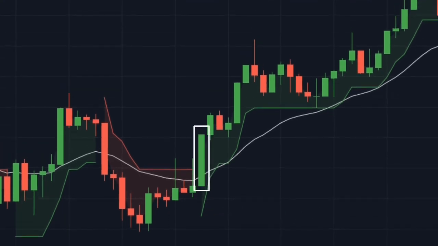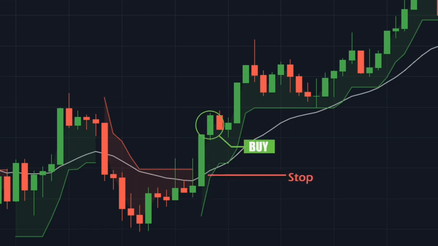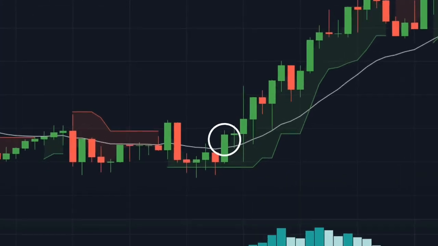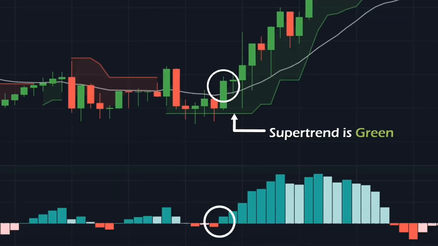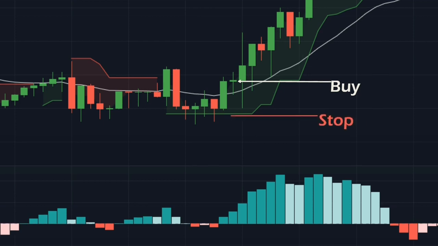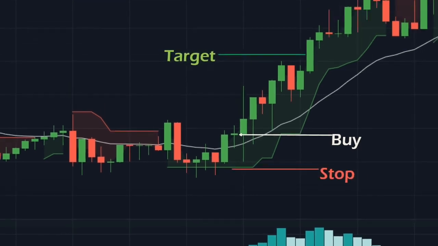All the rules are met on this candle. So on the next candle, we entered a long position, with a stop loss on the supertrend line, and set the target at 1 to 2 risk to reward ratio. Let's see another example. Here we see that the price crossed over the 20-period EMA, and the supertrend is also green. And the MACD histogram crosses the zero line from negative to positive. All the rules are met on this candle. So on the next candle, we entered a long position, with a stop loss on the supertrend line, and set the target at 1 to 2 risk to reward ratio.